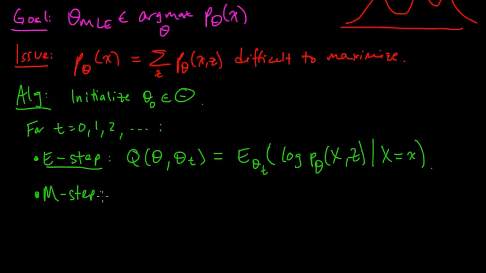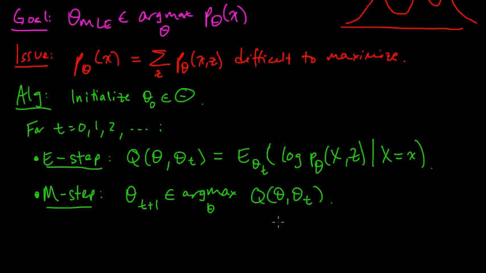And the M step, the so-called M step, is you choose theta t plus 1 to be an argmax over thetas of this Q function, maximizing Q of theta with theta t. And then you iterate. So you alternate between the E steps and the M steps, for t until convergence, or some maximum number of iterations.